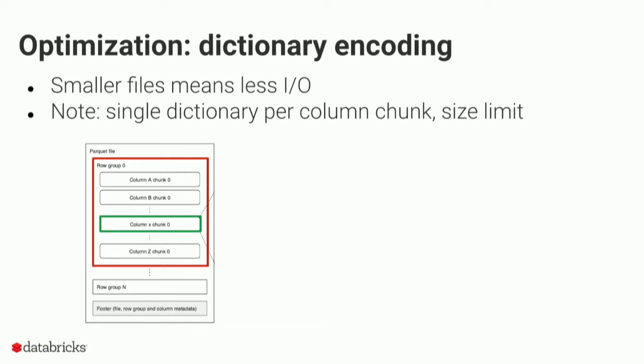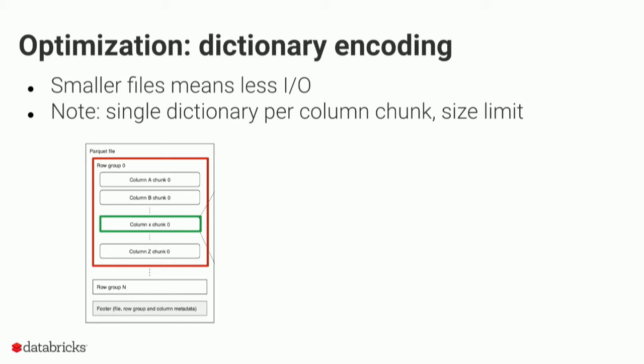First thing to do is just accommodate for dictionary encoding. I mean, if you have smaller files, it means less I/O, and we've assumed that I/O is expensive, so your query is likely going to be faster. There's a thing to note here, though, that you only have a single dictionary per column chunk, which was the vertical partition in the horizontal partition, what is called a row group.